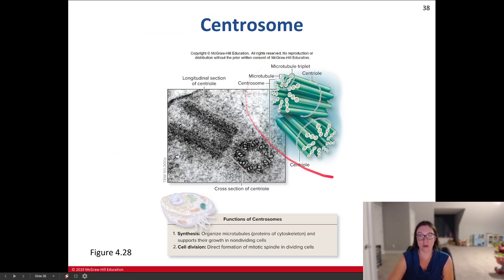So the centrosome is made of two centrioles, and each centriole is made up of triplets of microtubules that are kind of arranged in this little thing that looks kind of like a Twizzler.